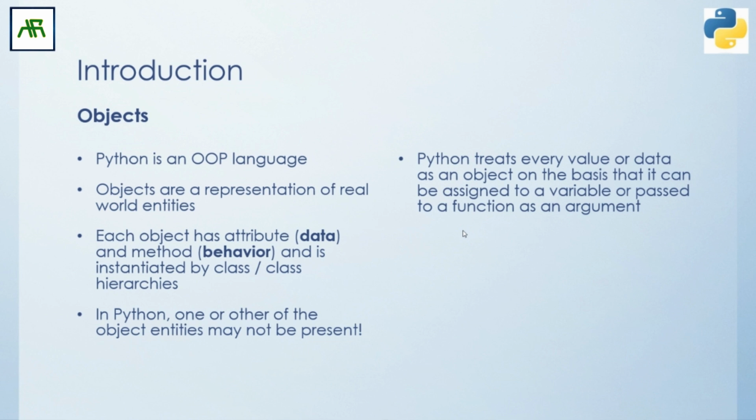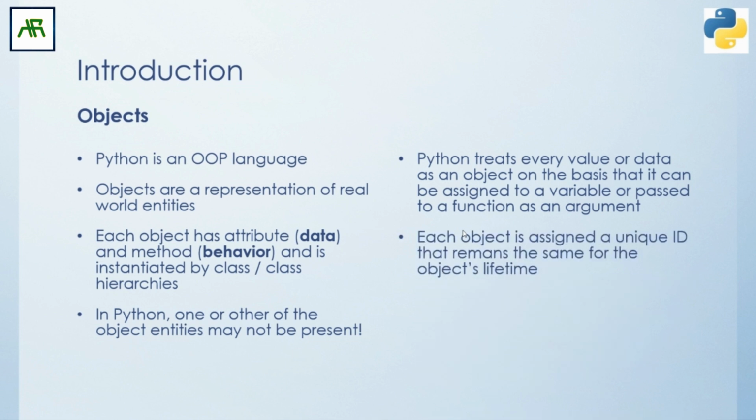Python treats every value or data as an object on the basis that it can be assigned to a variable or passed to a function as an argument. That's what I mentioned a little earlier. Every entity in Python is treated as an object because the value can be assigned to a variable or passed to a function as an argument. Each object is assigned a unique ID that remains the same for the object's lifetime.